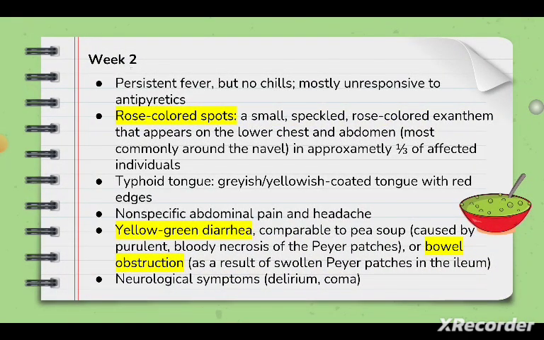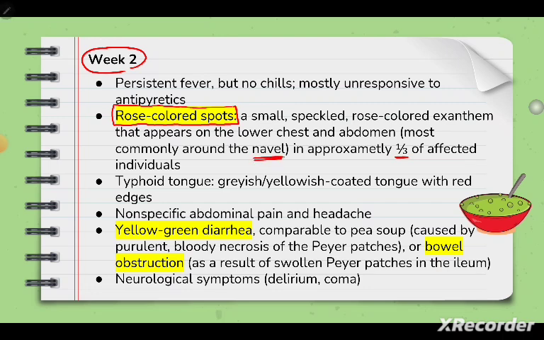In week 2, patients will complain of persistent fever, but there will be no chills, and this fever is unresponsive to antibiotics. And a very important point is that patients will develop rose colored spots. This is only in one third of affected individuals. So these are small speckled rose colored exanthem that appear on the lower chest and abdomen, and most commonly around the navel or umbilicus.